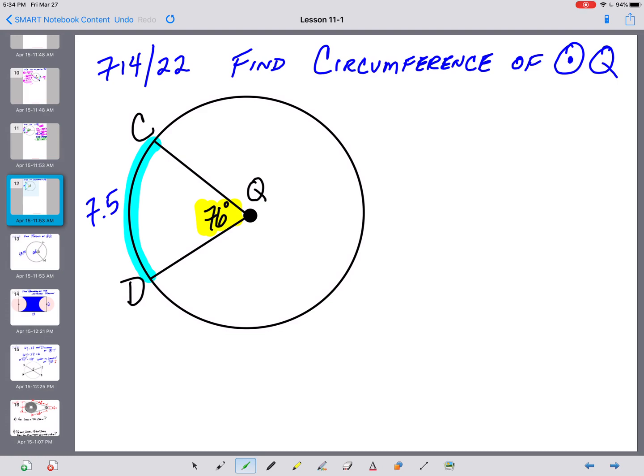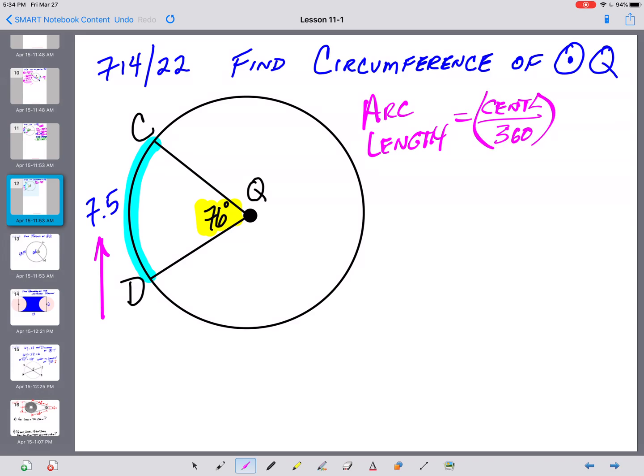Okay, we want to find circumference. Let's use our formula for arc length because that's what they gave us. So here we go. Here's our formula. Arc length equals central angle over 360 times the circumference. Now plug everything in. The arc length, we know it. It's 7.5. How about central angle? 76 divided by 360 times the circumference.